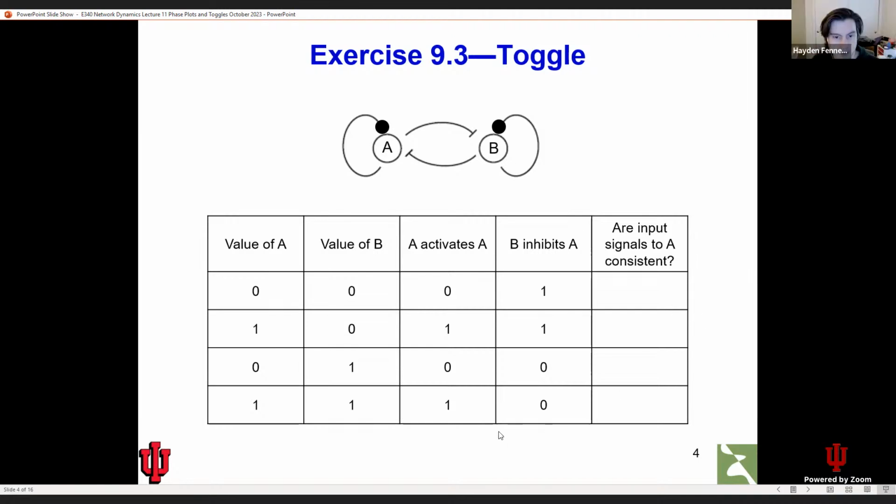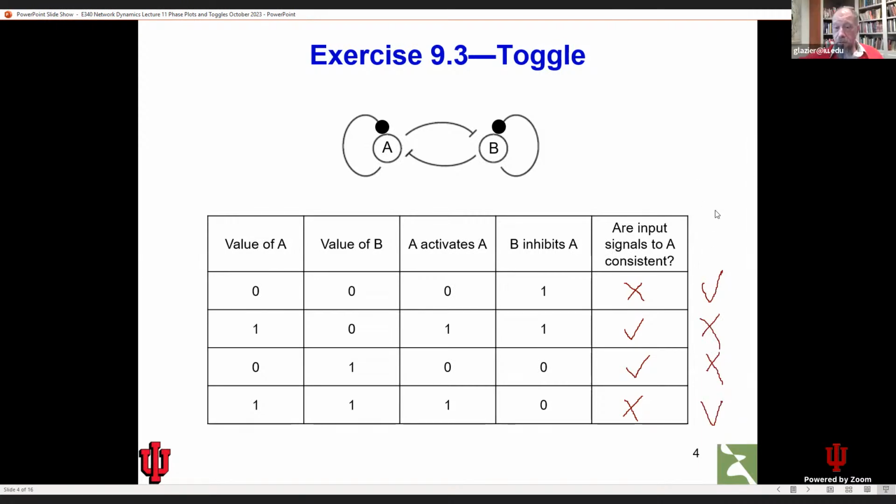Okay. Like James said, we just walked through this, but the idea here is that they're consistent if the signals, activation and inhibition signal, are the same, and inconsistent if they're not. Pedro says no to 1. Yeah, perfect. Great. And obviously you could do the reverse by asking about input signals to B as well, but it would just be flipped.